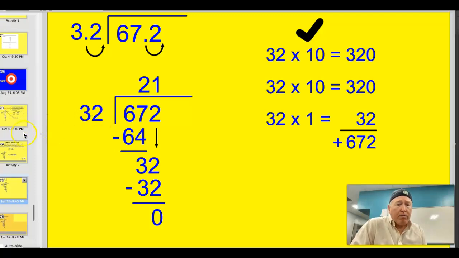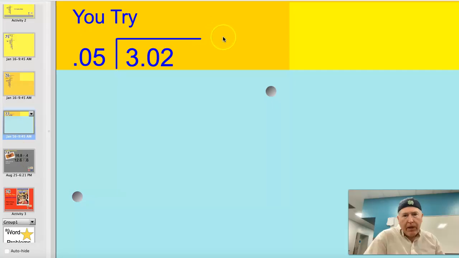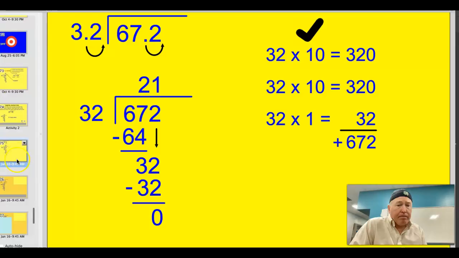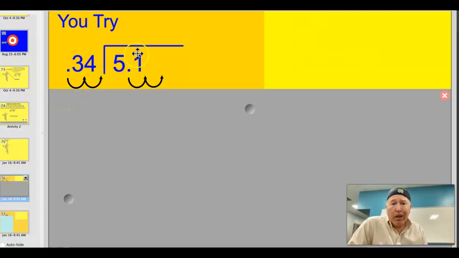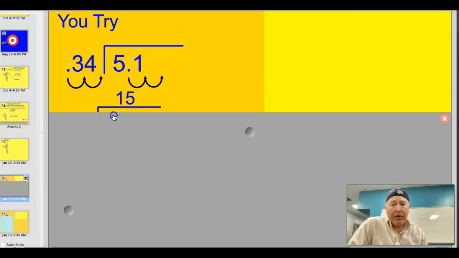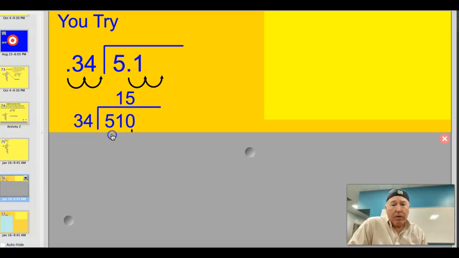All right, let's move on. Okay, give this one a try. Okay, this is kind of a weird one because you've got more decimals on the outside than you do on the end. But it doesn't matter. If you move this decimal 2 places, if you multiply this by 100, you have to multiply this one by 100 too. So you just add the 0. Now you have 51 divided by 34.